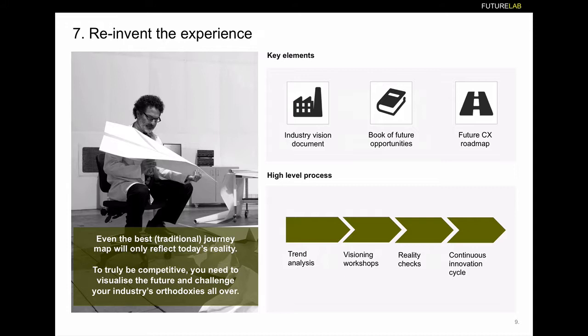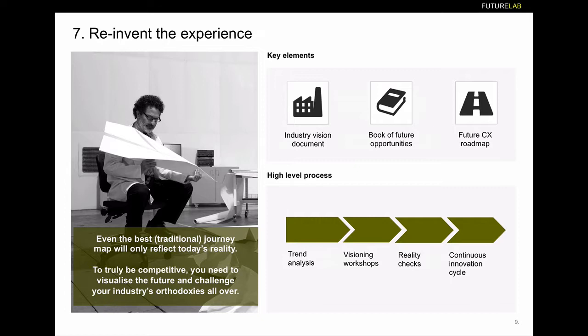There's some connection between them, but essentially it has a number of steps, starting with trend analysis. This is where we don't act as a trend agency, but we collect all the information from any trend agency and any future watcher, and turn that into an analysis which says, we think this is what your industry vision future will look like.